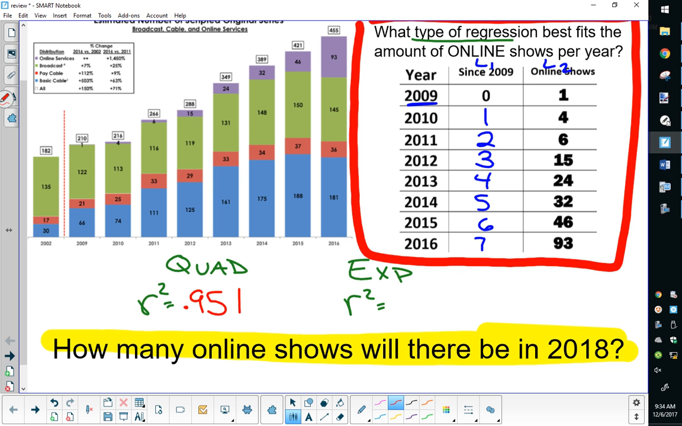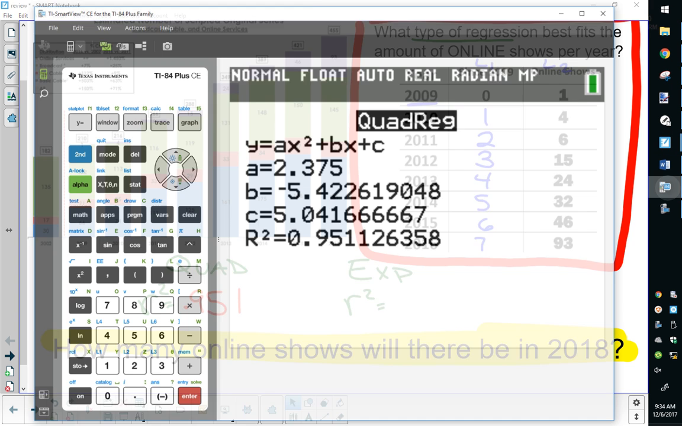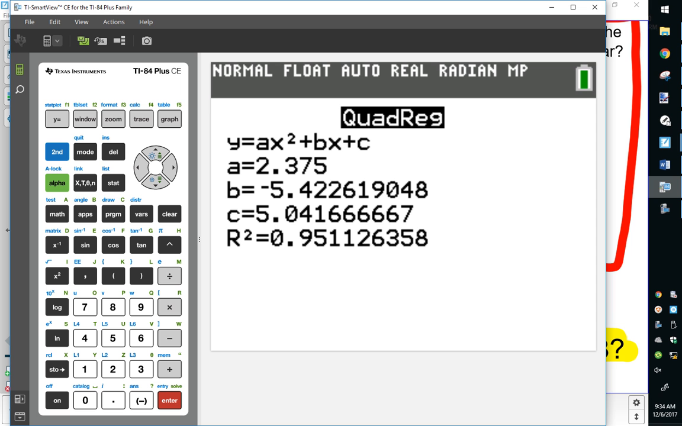Is that a good model for my data? Yeah, that's pretty good. It's not perfect, but it's pretty good. The closer to 1 it is, the better it is. So quadratic was 0.951. That's great, but we want to check to see if exponential's better.